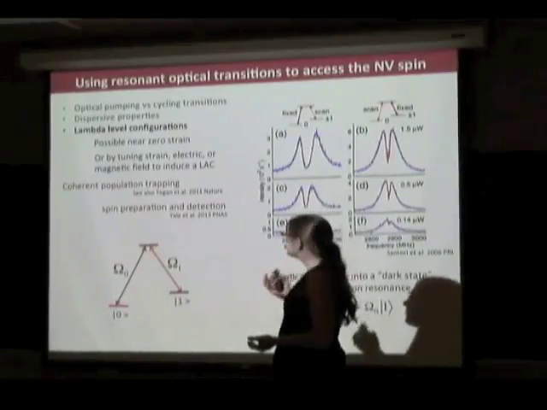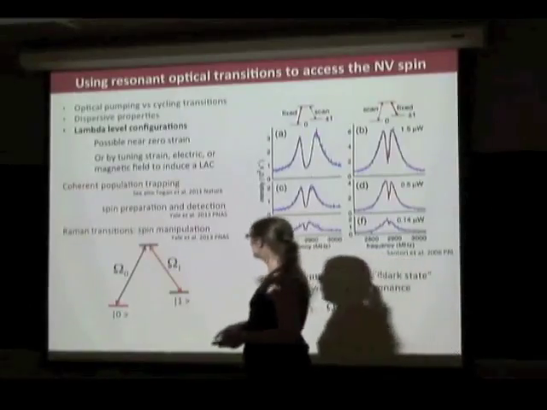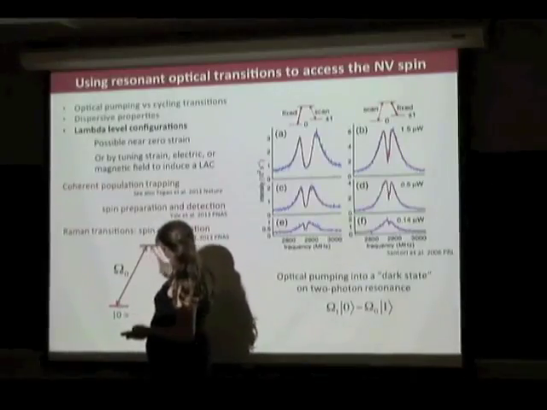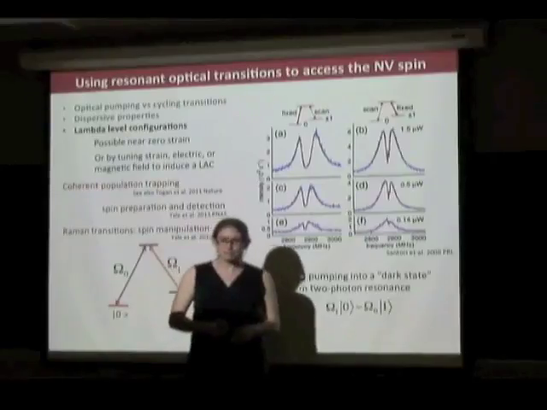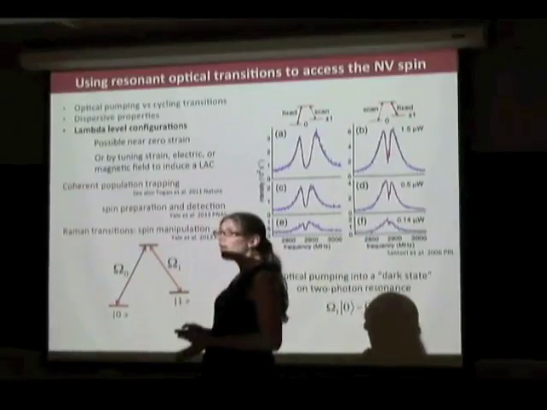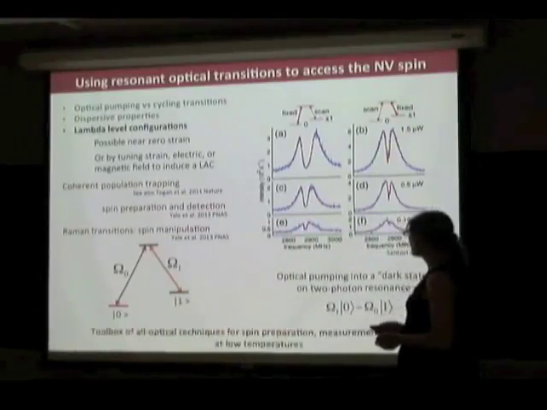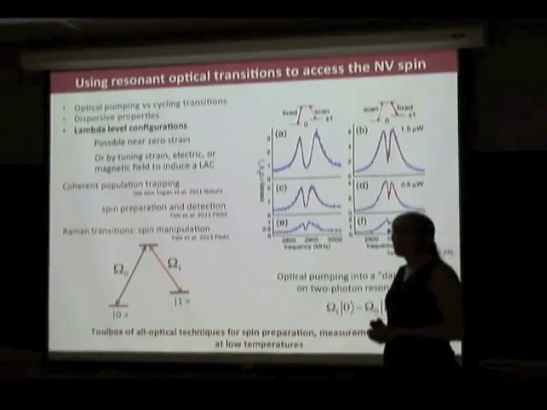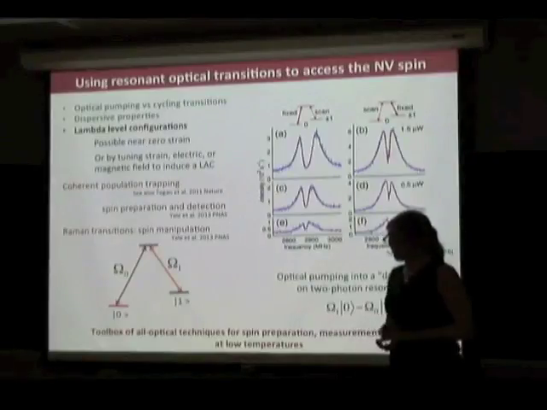A lambda level configuration can also be used to drive Raman transitions of the spin, where simultaneous application of these two laser fields induces 2-photon oscillations between the ground state spins. So this is a little taste of some of the all-optical techniques that are available with the NV center at room temperature. And I hope it gives you some picture of the toolbox that we have for optical access to the spin. That is preparation, detection, and manipulation.